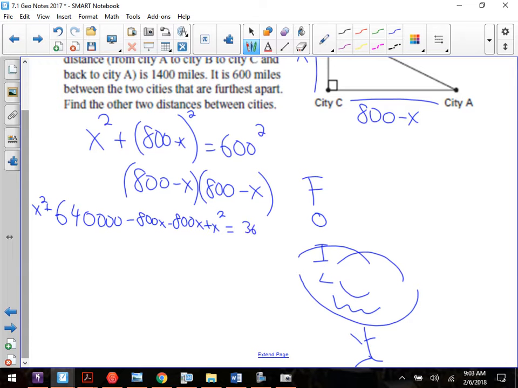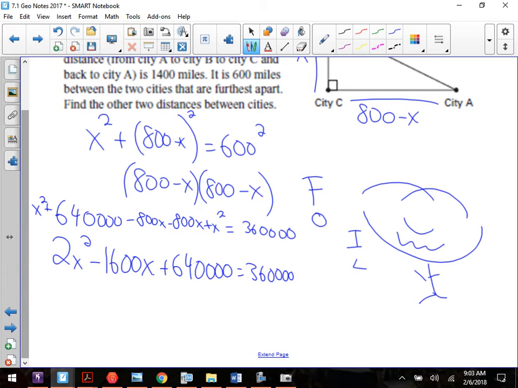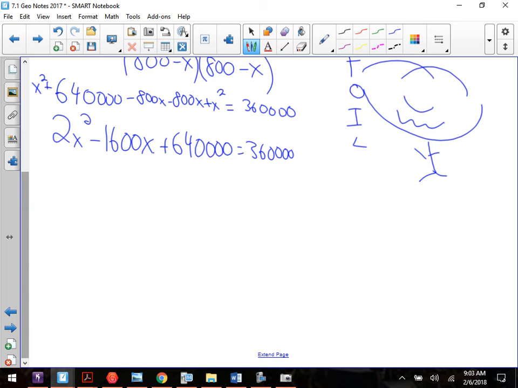So over here, I have 36, 1, 2, 3, 4. I believe that's 4 zeros. Start combining stuff. And this is where it gets a little messy. You get 2x squared minus 1600x plus 64, 36,000. And I know we did a couple of quadratic ones towards the end of last week with some of the similar triangles. All we have to worry about with this one is setting it equal to 0. So I'll subtract 36,000.